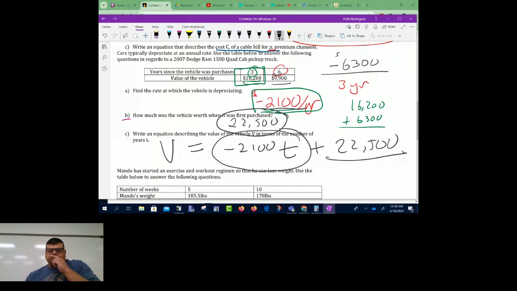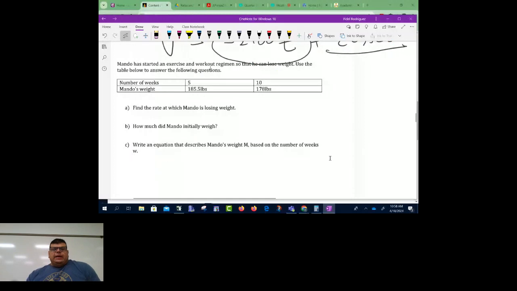All right, guys, I'm going to scroll down a little bit further. And here it says, Mando has started an exercise and workout regimen so that he can lose weight. Use the table below to answer the following questions. Okay, so look, y'all, let's see if we can figure out a couple of things here. So remember, Mondo's losing weight, right? So we're going to figure out the rate because he's losing weight, y'all. It's going to be a negative number, okay?